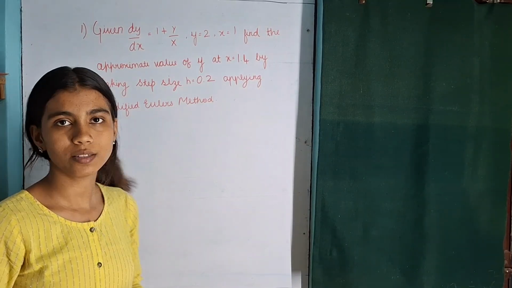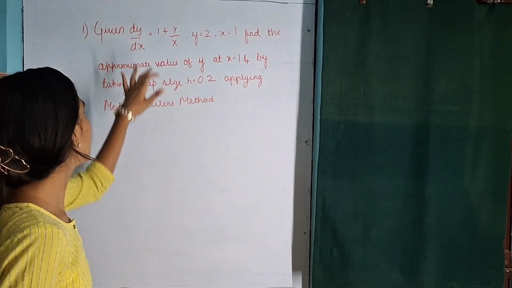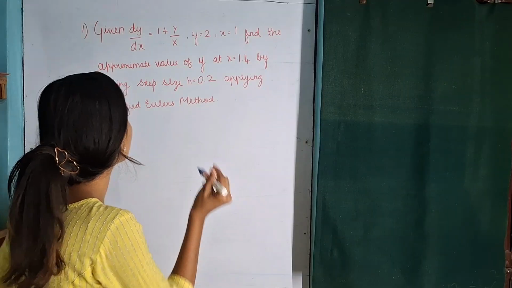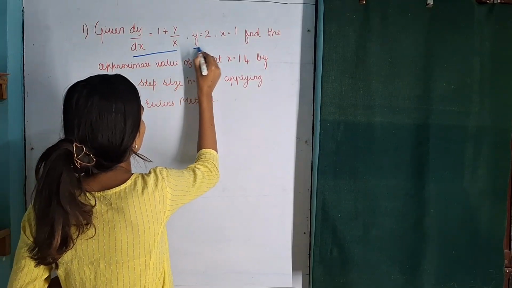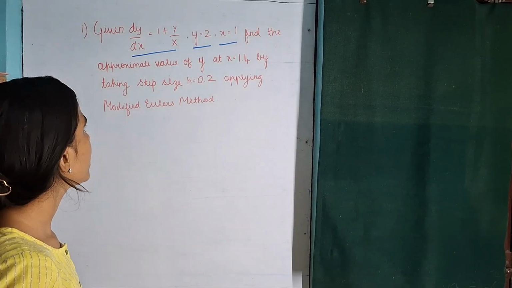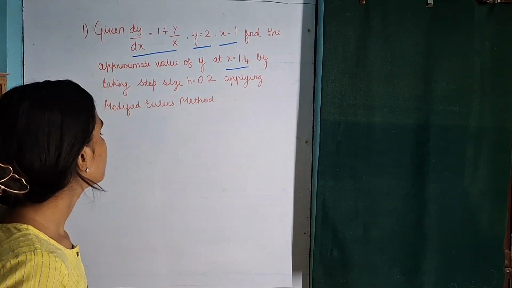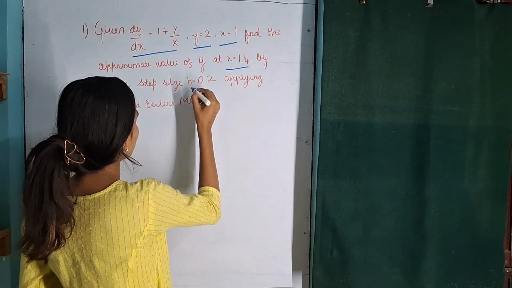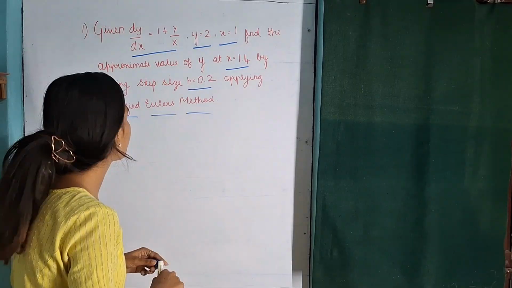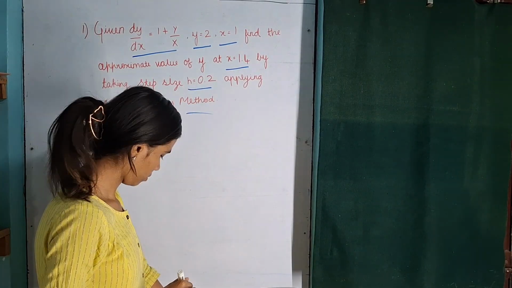So today's topic is modified Euler's method, and the question of the day is: given dy by dx is equal to 1 plus y by x, y is equal to 2 at x is equal to 1. Find the approximate value of y at x is equal to 1.4 by taking step size h is equal to 0.2, applying modified Euler's method. So this is the question for today, and we are going to solve this problem.